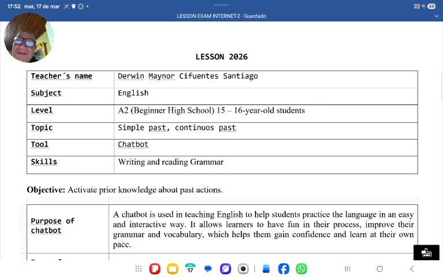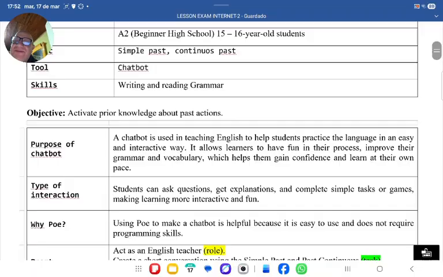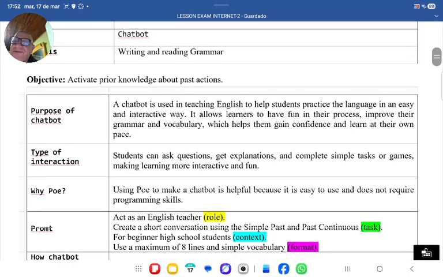The topic is the simple past and past continuous. The tool is the chatbot, and the skill is writing and reading, specifically grammar. The objective of this lesson is to activate the prior knowledge about past actions. The purpose of the chatbot in this lesson is to help students practice their language in an easy and active way.